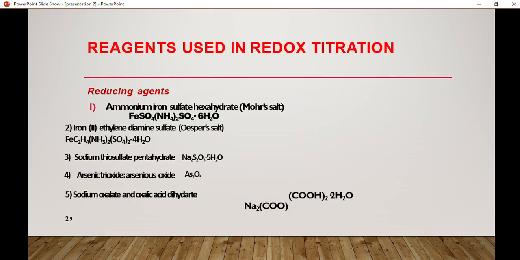Reagents used in redox titration. Reducing agents: first, ammonium iron sulfate hexahydrate, Mohr's salt, FeSO4.(NH4)2SO4.6H2O. Second, iron ethylenediamine sulfate, Oesper's salt. Third, sodium thiosulfate pentahydrate. Fourth, arsenic trioxide, arsenious oxide. Fifth, sodium oxalate and oxalic acid dihydrate.